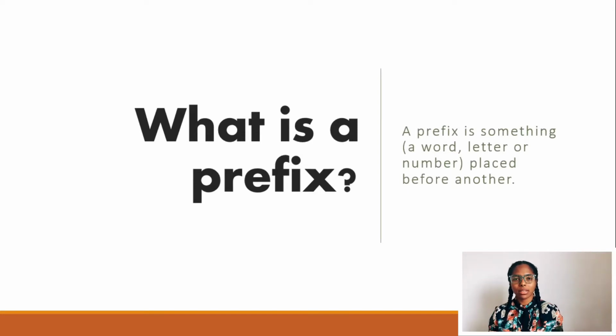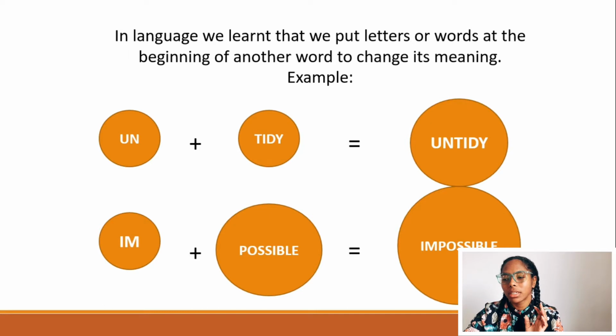Now, before we really learn about how to do that, we really have to understand what a prefix is. A prefix is something placed before another. It can be a letter, a word, a number, and you place it before or in front of another. In language, we put letters or words at the beginning of another word to change its meaning. So here, one of our examples is you have the word tidy, and you put a prefix, in this case two letters, un, in front of that word tidy, and you have untidy, and that's the new word. In the same way, we have possible, and if we add the prefix im in front of it, we get impossible. So we're familiar with prefixes in this context, but in physics and in math, it means something slightly different.